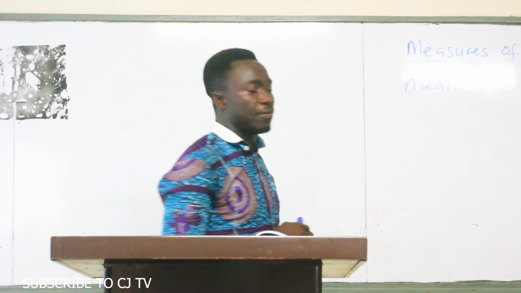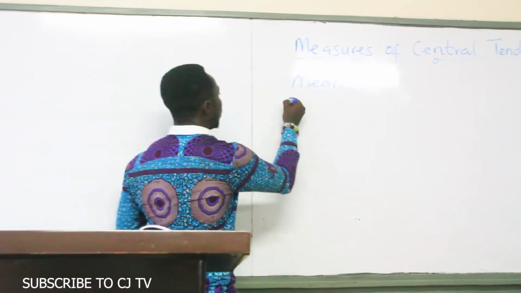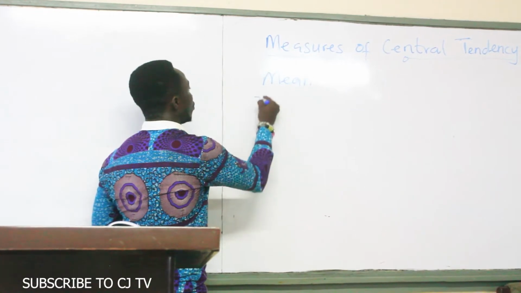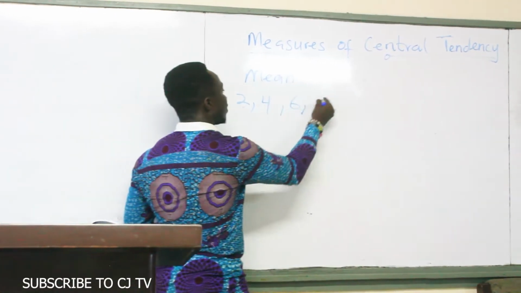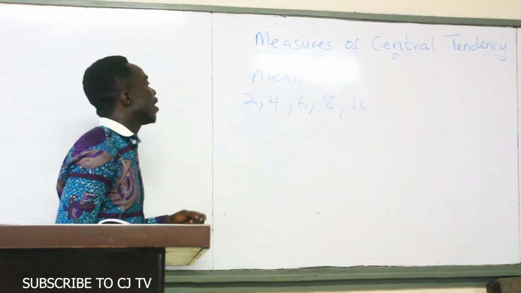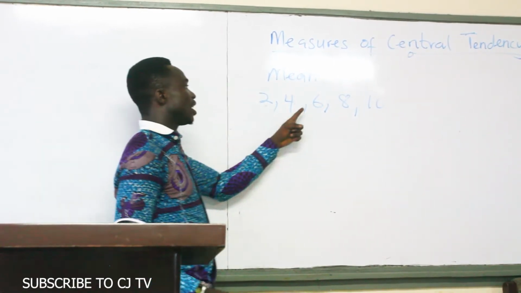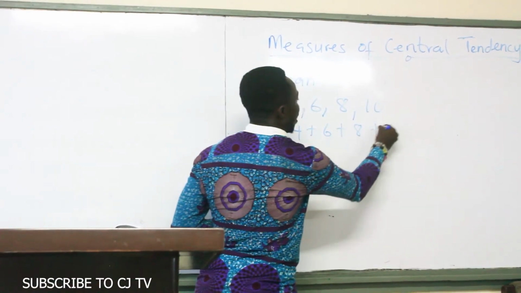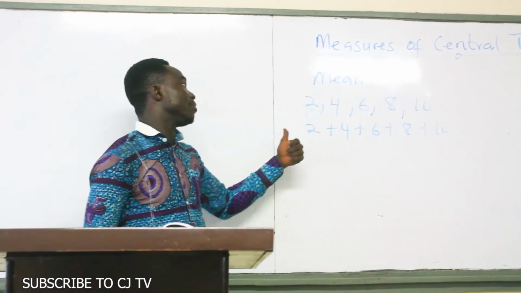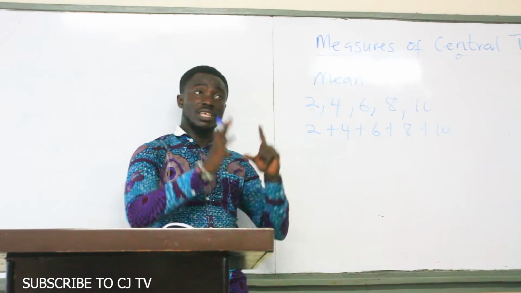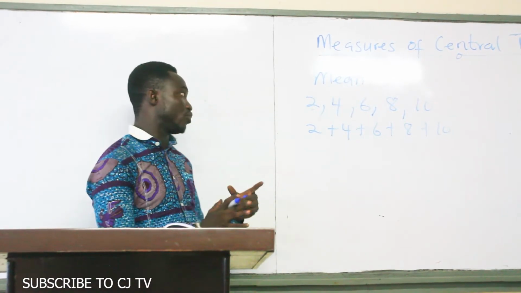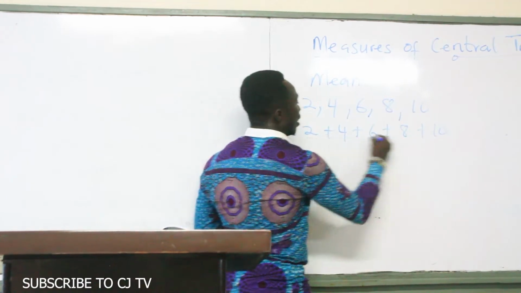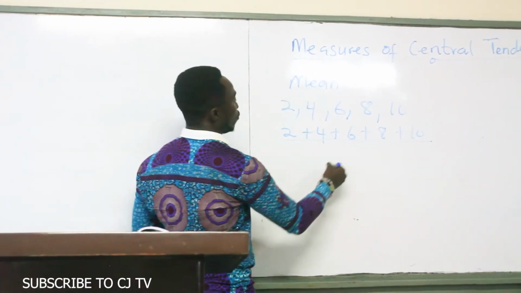Now the second property is that the mean is very sensitive to extreme scores. For example, if I have the following scores: 2, 4, 6, 8, 10. Now let's calculate the mean. We said that the first property is that the mean uses all the available values or scores that make up the distribution. So we add all the scores here and divide by the number of observations, which is what? 5.